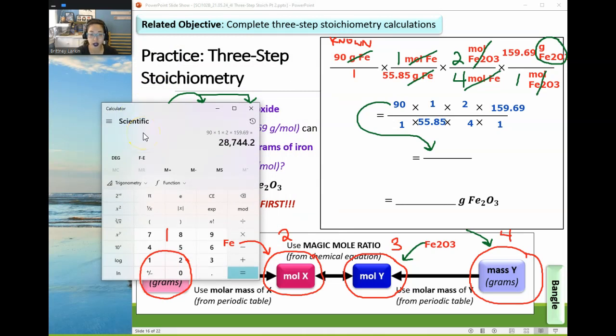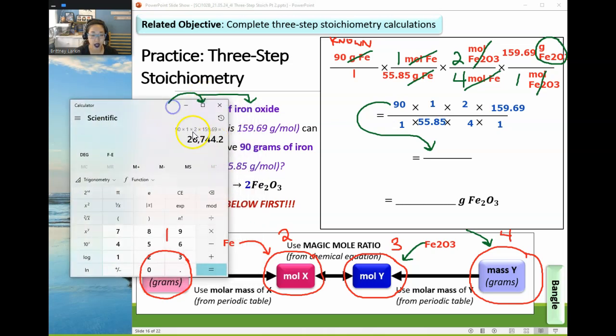All right, so if I do that, I should be getting 28,744.2 on the top. Now let's go ahead and do the bottom here. Again, solve for what's on the bottom, which is going to be 1 times 55.85 times 4 times 1. Pause the video and try that one out. All right, so on the bottom, you should have gotten 223.4.